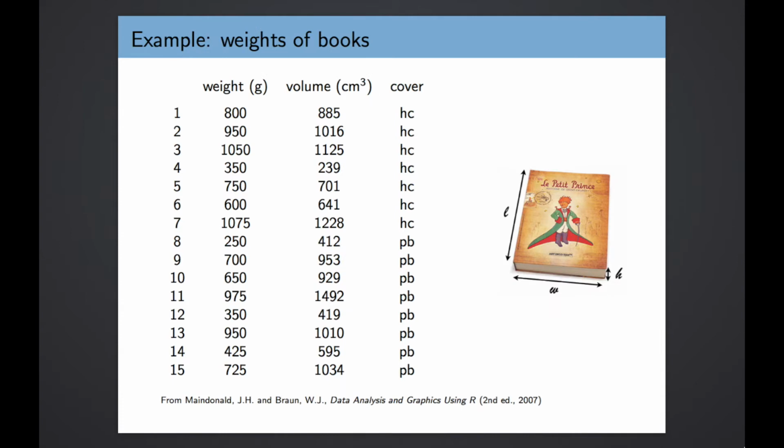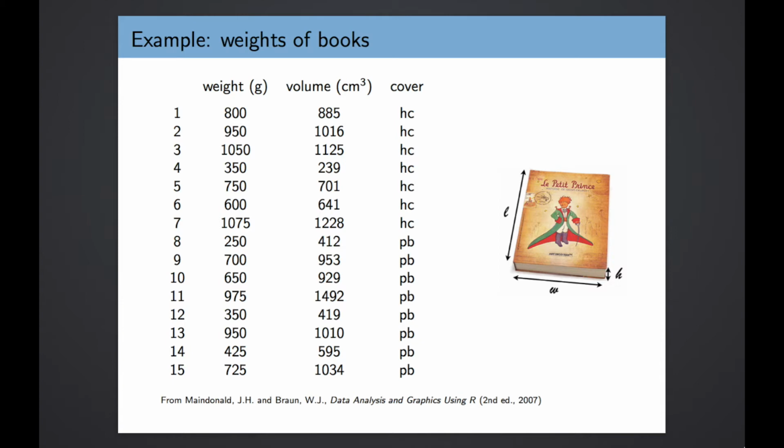The example that we're going to be using throughout this lecture is a bit of a trivial one. It's kind of a silly example, but hopefully it's going to allow us to illuminate the key concepts in multiple linear regression. So let's say that we are interested in predicting how much books weigh. And so we have data on the weight in grams of 15 different books.